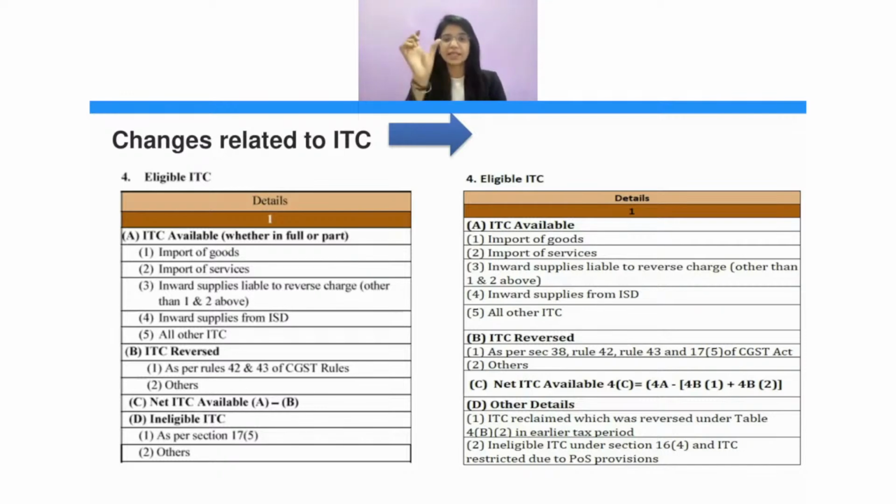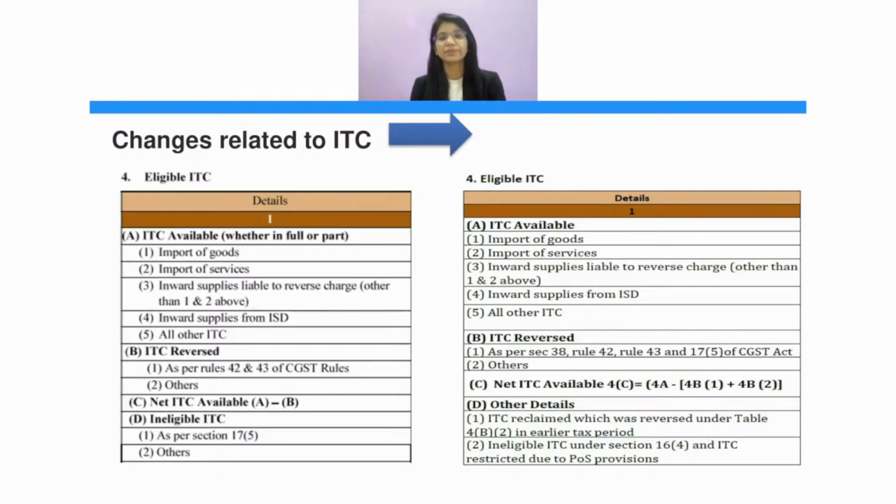We know that there is a section 17(5) list where, let's say, if I have purchased some foods and beverages or maybe a motor vehicle and all, unless obviously there is an exception to that too, I am not allowed to claim that ITC as per section 17 subsection 5. Now I am giving you another very simple example.